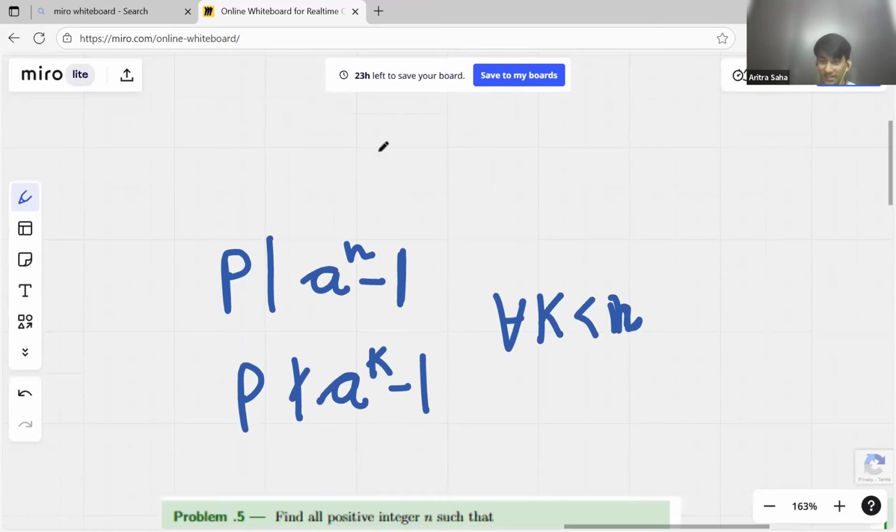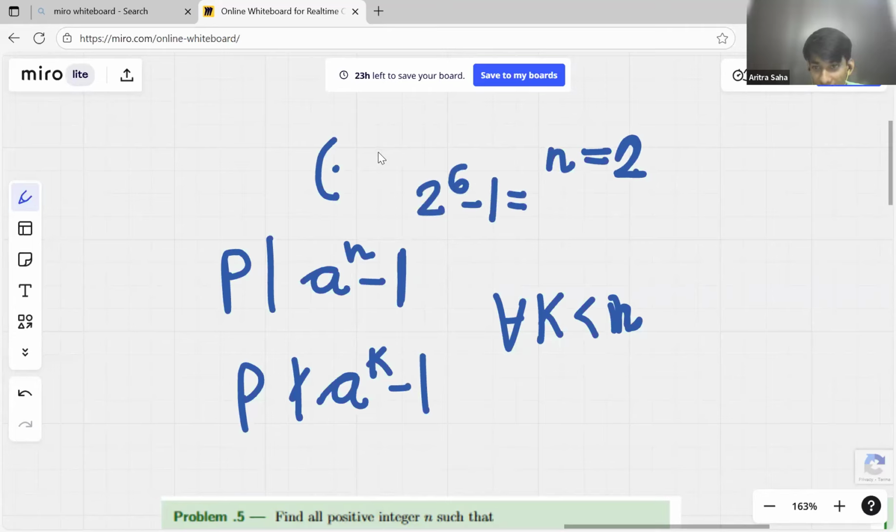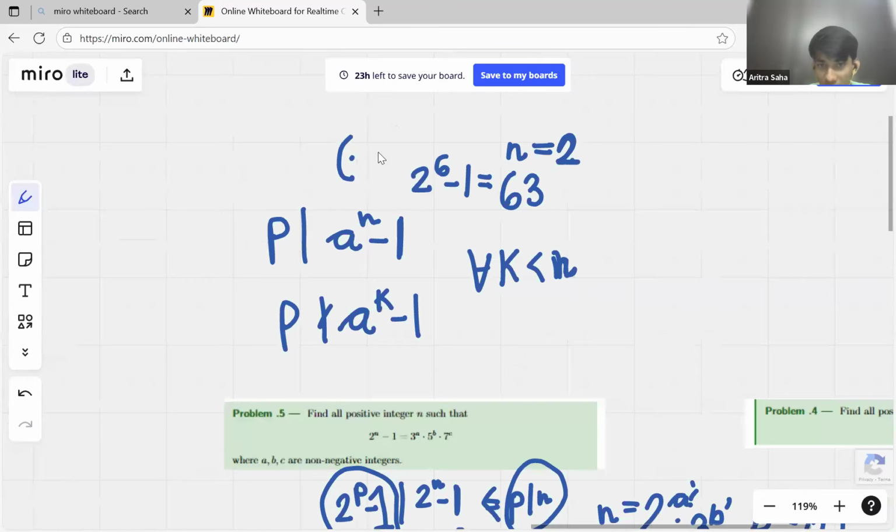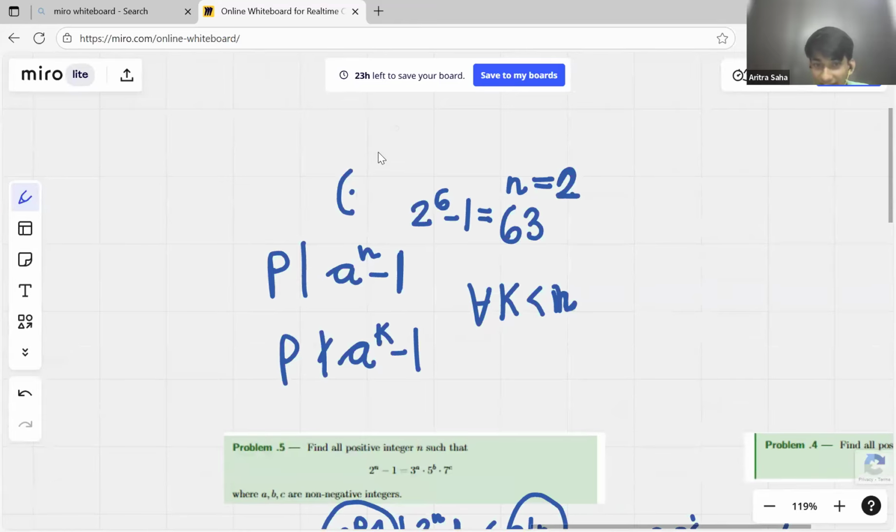Obviously, a equals 1 is an exception. n equals 2 is an exception when a plus 1 is a power of 2. And another exception is a equals 2, n equals 6. So 2 to the power 6 minus 1 is 63. It has 7 and 3 as prime divisors, but 2 cubed minus 1 already has 7 and so on. So these are all the exceptions. For everything else, you will get a new prime divisor.